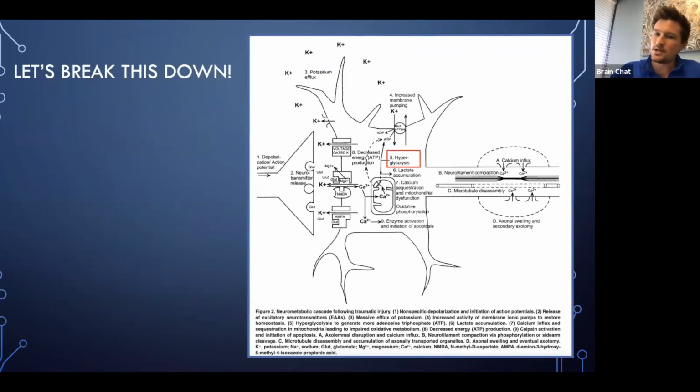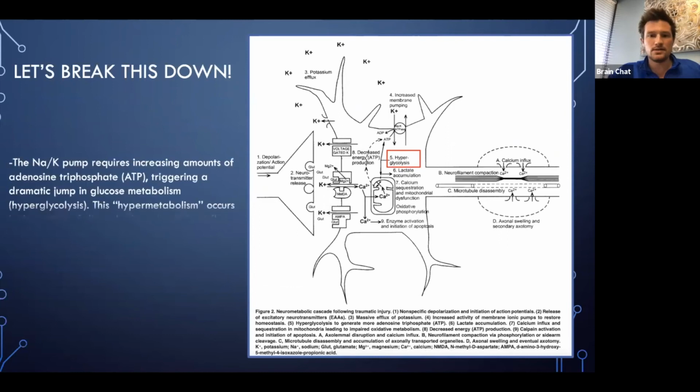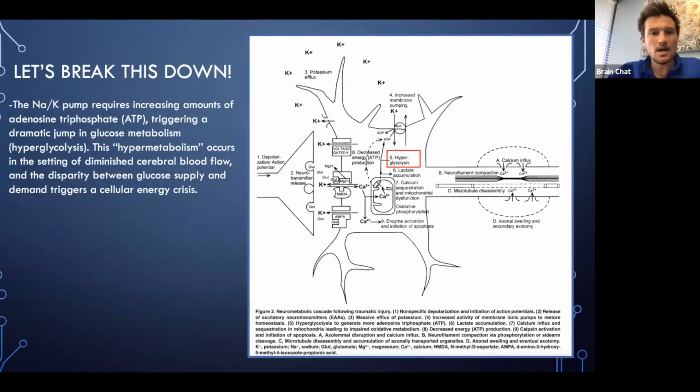Then we get to what's called a hyperglycolysis state. The sodium potassium pump, like I said, requires a lot of ATP. And when the cell's beat up, it's not down with the ATP. So it triggers a dramatic jump in glucose metabolism, which is what I mentioned earlier. This hypermetabolic state occurs in the setting of diminished cerebral blood flow. So there's no fuel to push the fuel to where the fuel needs to go. And this can create what's called a cellular energy crisis.